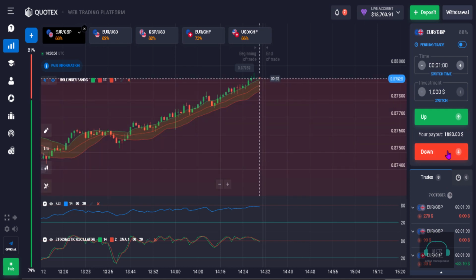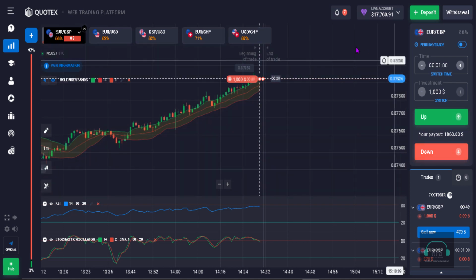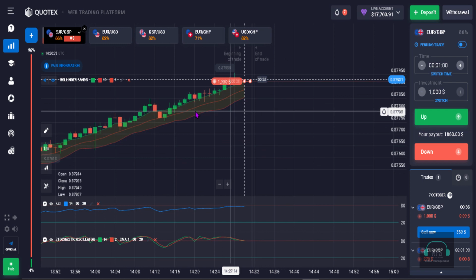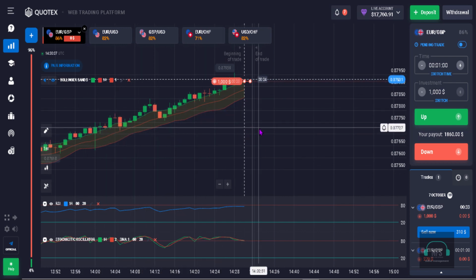We are using this strategy, stochastic oscillator. Let's place a down trade right now on $1,000, and if this one will not be in the money, we will double up and we will execute 2 or 3 trades, down trades. So let's see if the uptrend will continue to go up. As you can see here, we have an uptrend on Euro against GBP. So let's see what will happen.